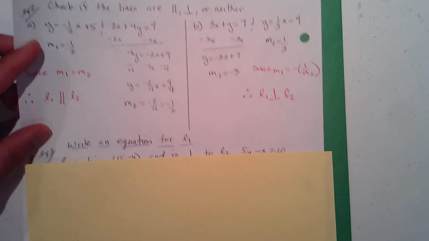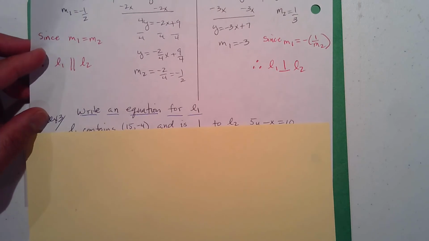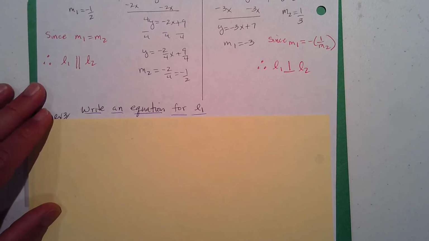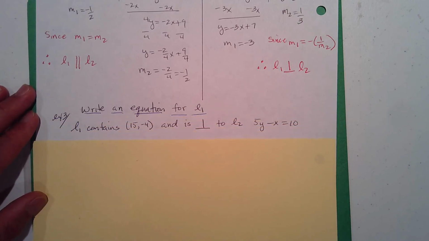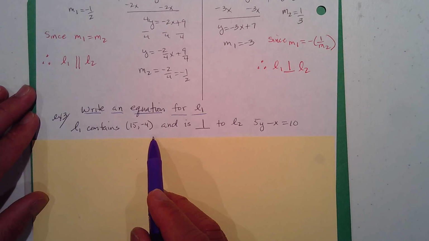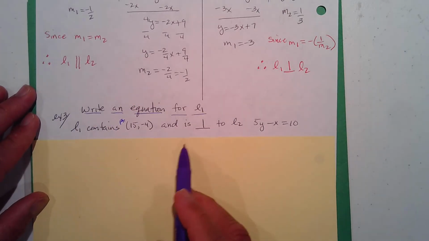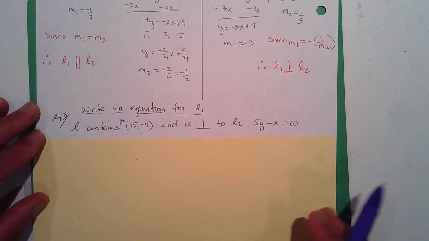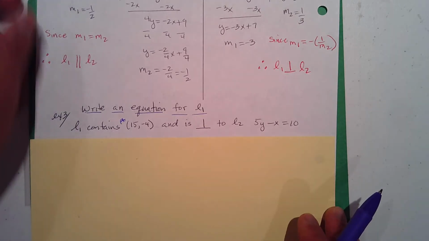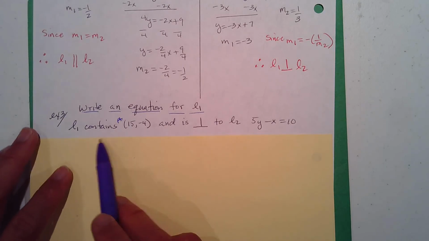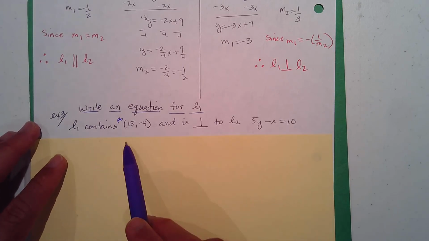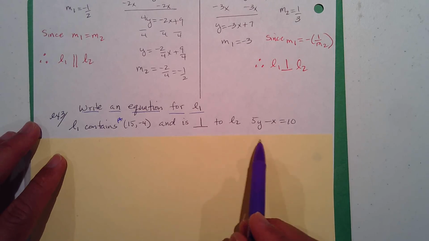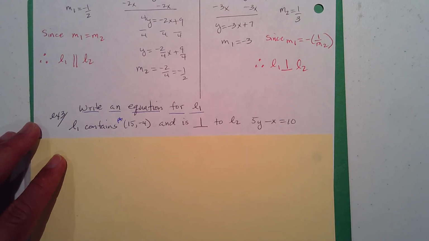Alright, the last concept. In examples 3 and 4, here are the directions: write an equation for line 1, given the information. Line 1 contains the point (5, -4) and is perpendicular to line 2, 5y minus x equals 10. In order to write a linear equation, you need a point and a slope. So far we have the point for line 1. We need the slope. If we could find the slope for this line, we can find the opposite reciprocal since they're perpendicular to each other.